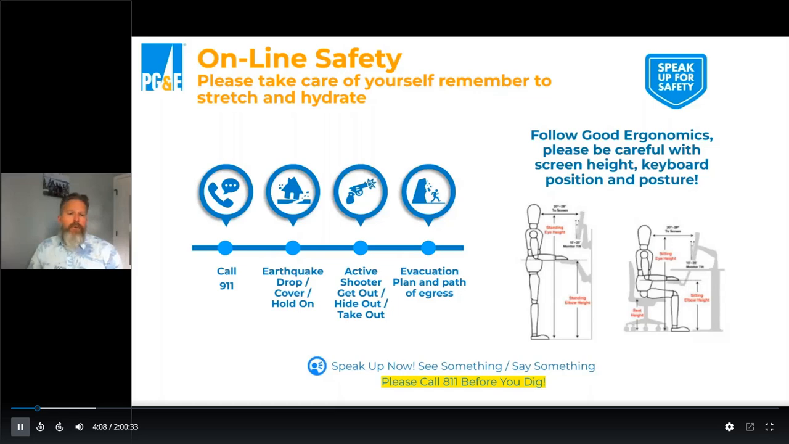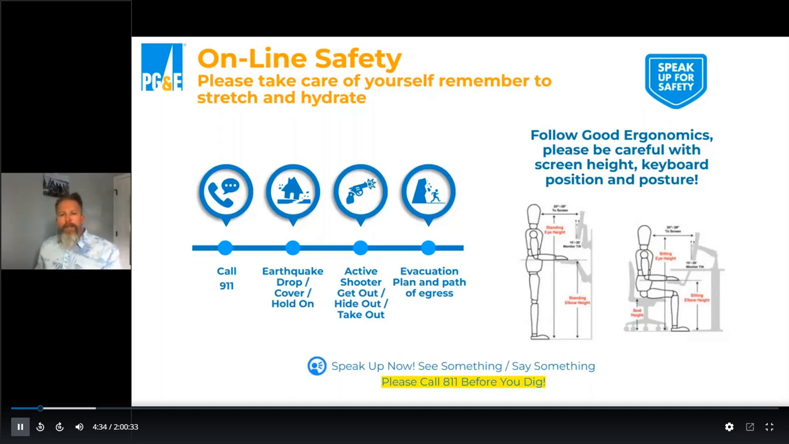Unfortunately, in today's times, we do have to talk about active shooter. In that event, we're going to get out, hide out, or more importantly, take out that individual. Please remember your evacuation plan and path of egress out of your home or place of business, utilizing emergency exits if required. Hopefully you have a place to meet outside the home in the event of an emergency, such as a fire.